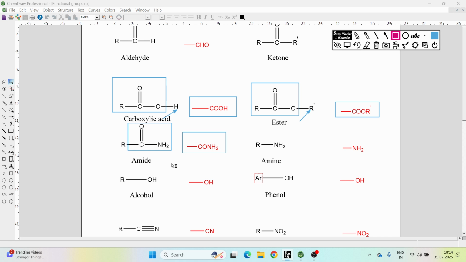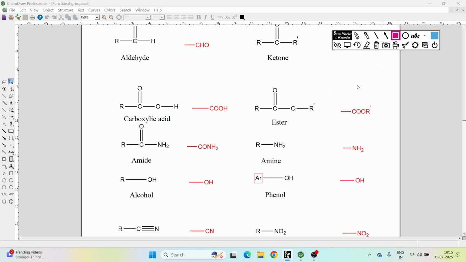CONH2, amide group. We have the next category, which you call amine. There is a difference: it is amide and this is amine. Amine has this as the functional group, which you call the amino group. So you have studied carboxylic acid, you are familiar with ester, and you also know what an amide is. Is it all right? Now we come to the next category.